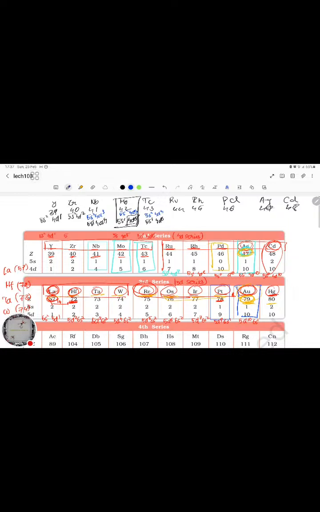Fine, moving down. Next, expected is 5s2 4d6, but what we get is 5s1 4d7. Next, it is expected to have 5s2 4d8, but for rhodium, I mean 4d7 actually, what we obtain is 5s1 4d8. And palladium is the most extreme case, where we have no electron in the s orbital of the fifth energy level and a completely filled d orbital is obtained. And in silver, as expected, it has 5s1 4d10, as it obtains a completely filled d configuration.